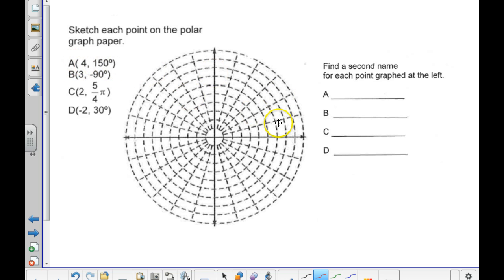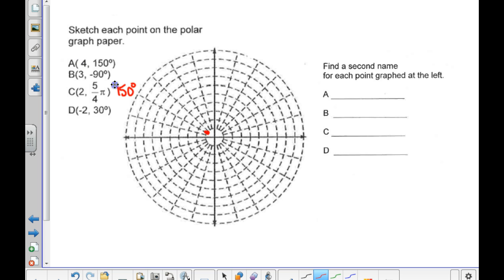This means we need to rotate around from the polar axis over here in a counterclockwise direction 150 degrees. So these are 15, so it would be 10 of those, or 150 would be here. Does that seem right, guys? 30 back from 180, okay? Now, this would be 1 unit out right there. Does everybody see where my dot is? It's on that first little circle.